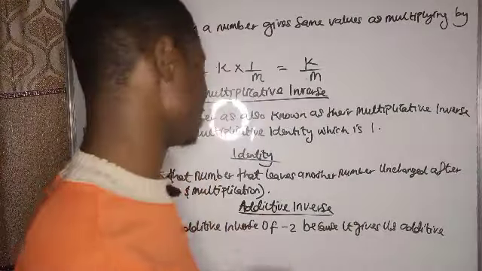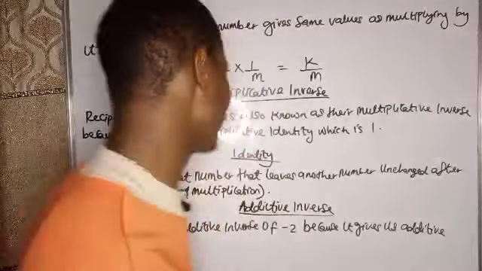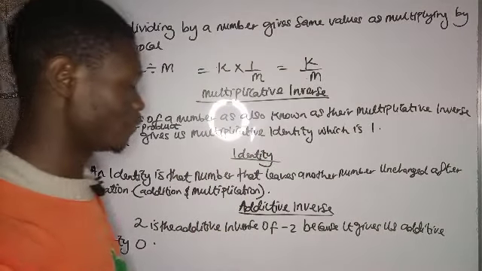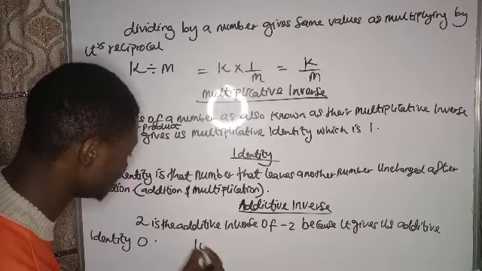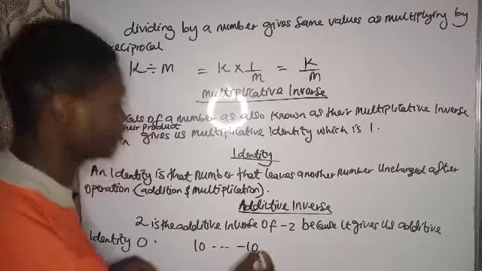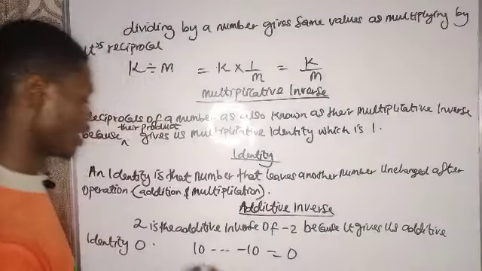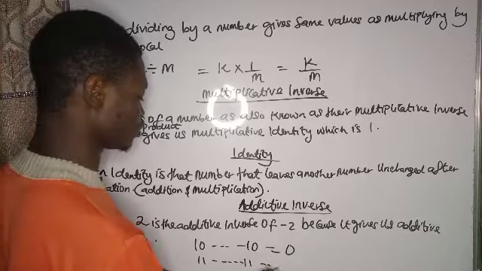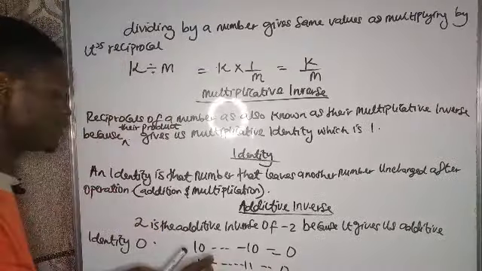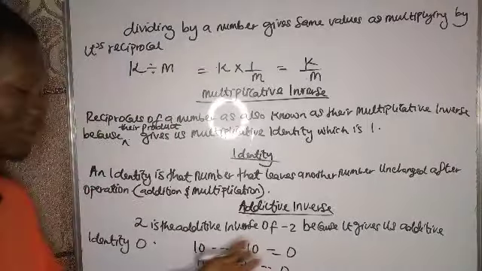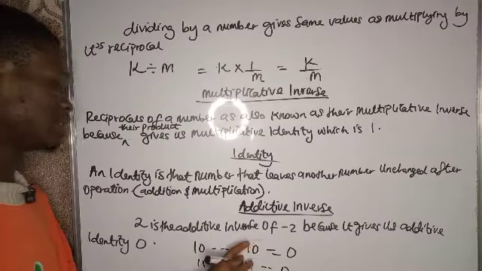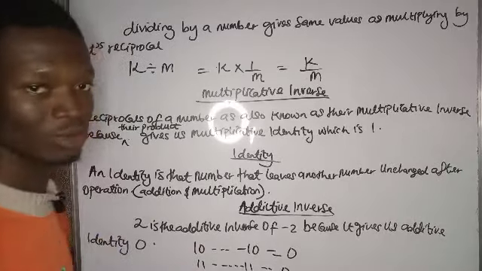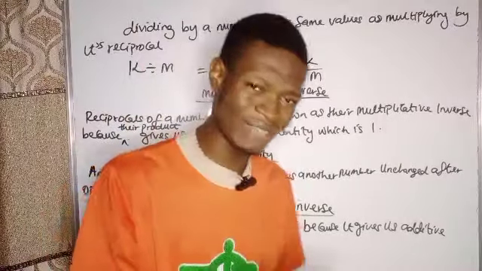Any number that gives you 0, like for example 10, is the additive inverse of -10 because it gives us 0. 11 is the additive inverse of -11 because it gives us 0. So the additive inverse of a number, like 10, is -10 because it gives us the identity, which is 0. So 0 is an additive identity.